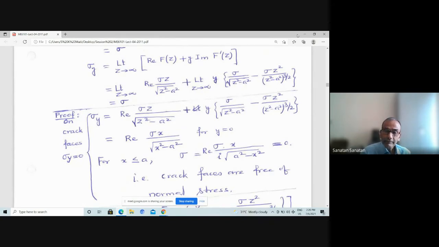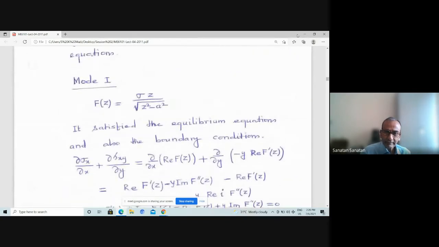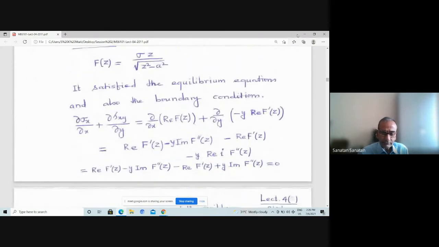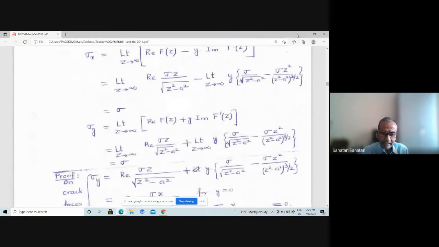Please note what this boundary condition is. In the case of a crack, you see the crack faces, the top and bottom face of the crack which is located at origin, spanning from minus a to plus a: there is no normal stress on the crack faces, and there is no shear stress on the crack faces. These crack faces are stress-free, both normal stress and shear stress are 0. So this solution that you have got must ensure that the crack faces are stress-free. That is also to be checked, and I have checked it here and I will show you.